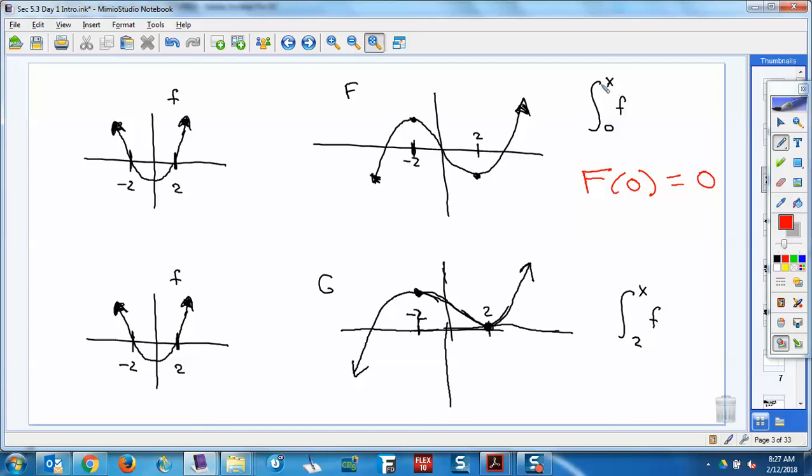We know that if we put a 0 into here, we get an area of 0. So what that means is that tells me that the big F graph has to start right there. So then if we look at this, and now let's think slopes. Okay, let's think slopes first, then we'll think areas.